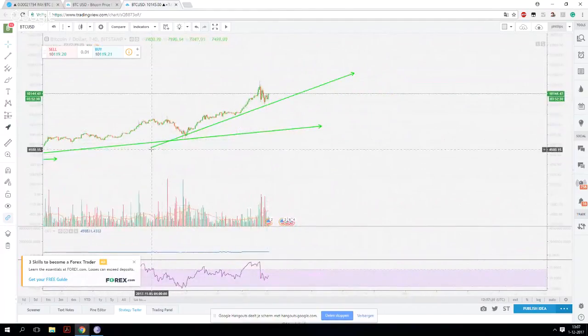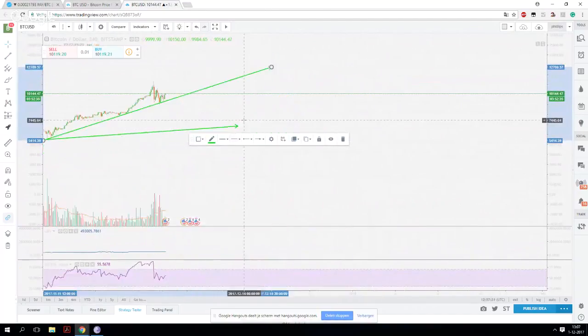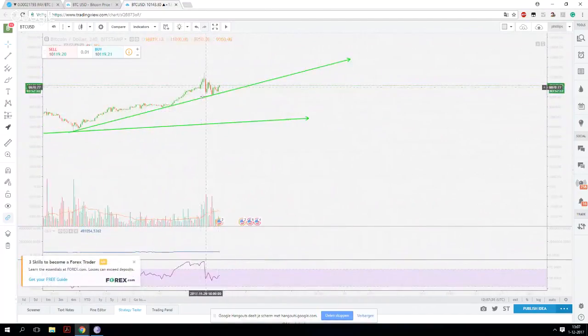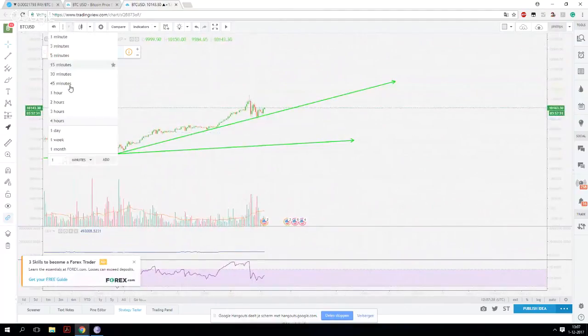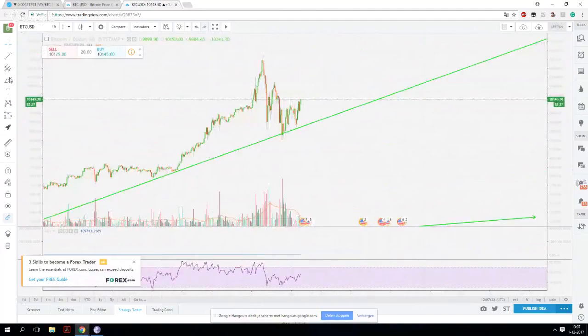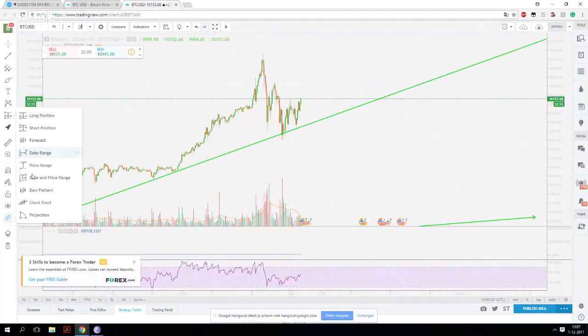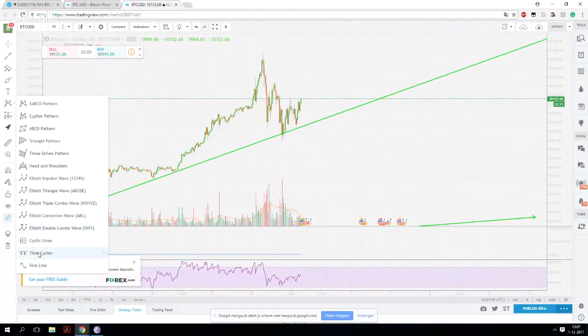We have a clear support level over here. Let me just calculate it. We almost broke through it, then we didn't. And if you look at the hourly time scale, it's pretty clear what we have here. Let me search. There it is. I think Head and Shoulders.